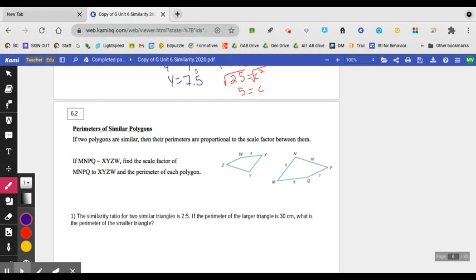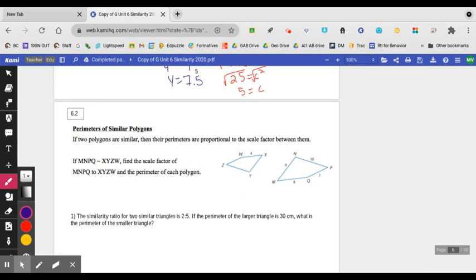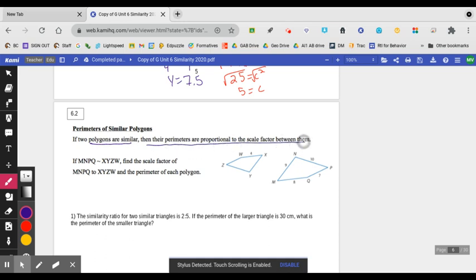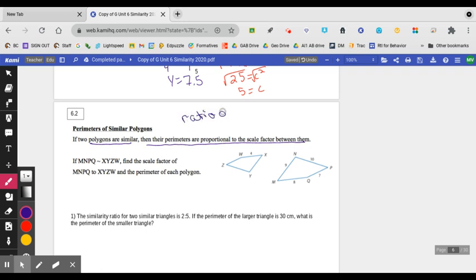Hello, everyone. Today we're doing 6-2 perimeters of similar polygons. So the important fact for today is if two polygons are similar, then their perimeters are proportional to the scale factor. So the ratio of the sides equals the ratio of perimeters.